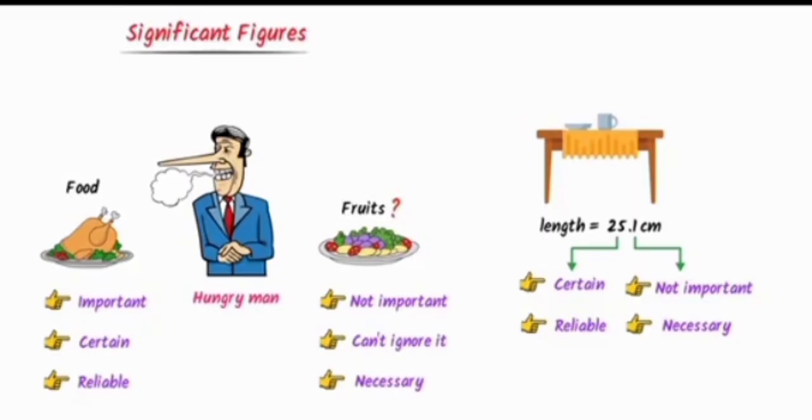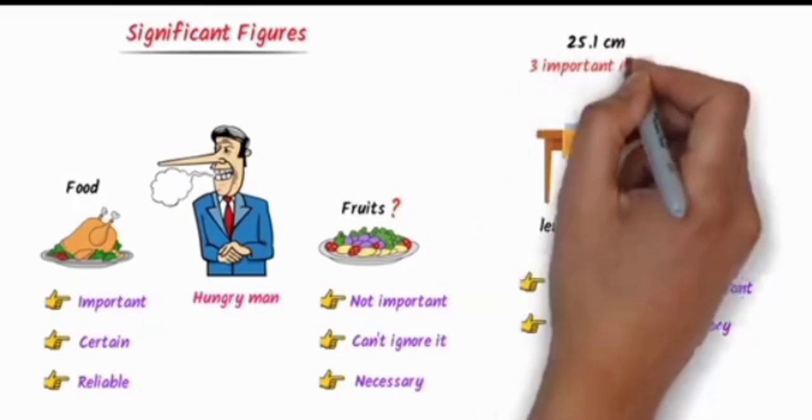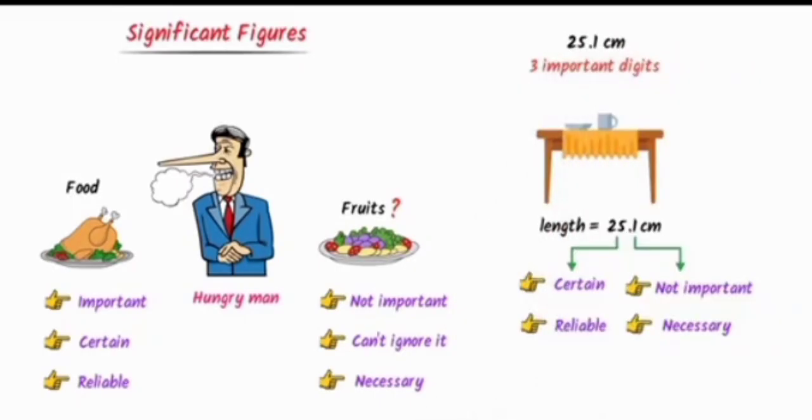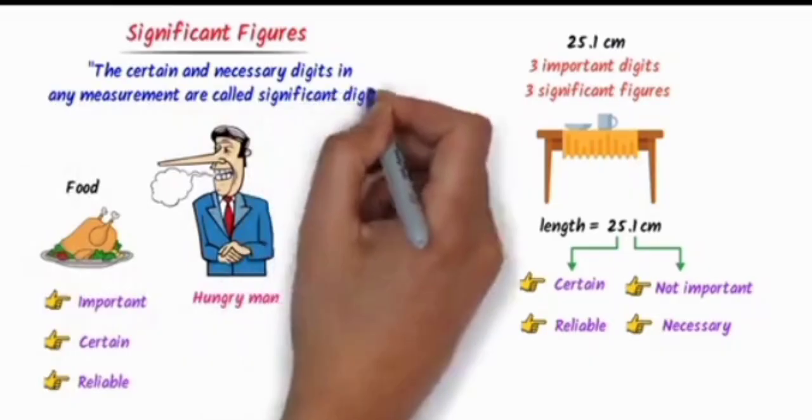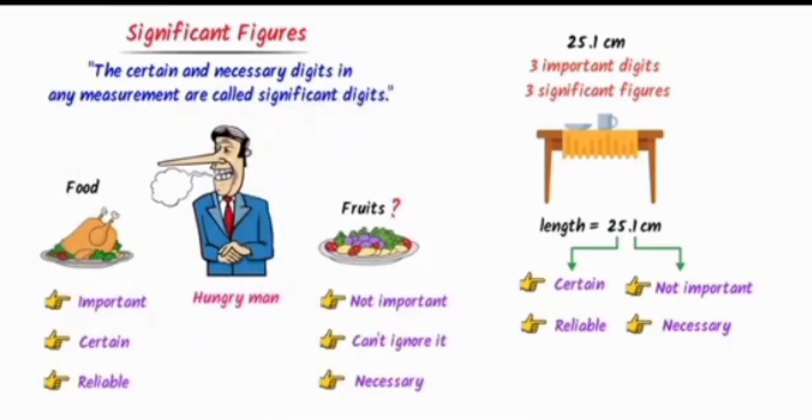Thus we say that there are a total of 3 important digits in 25.1 centimeter. Or we say that there are 3 significant figures in the length of this table. Remember that this length of the table contains certain and necessary digits. Therefore, we define significant figures as the certain and necessary digits in any measurement.